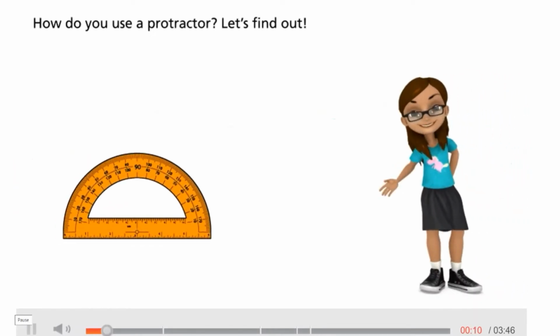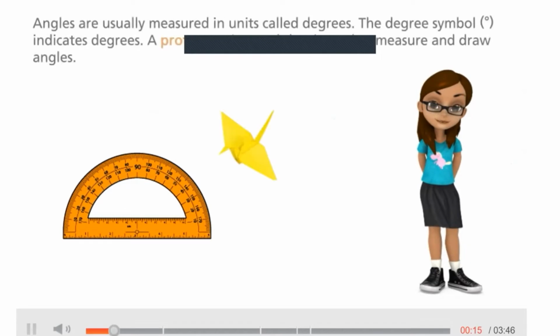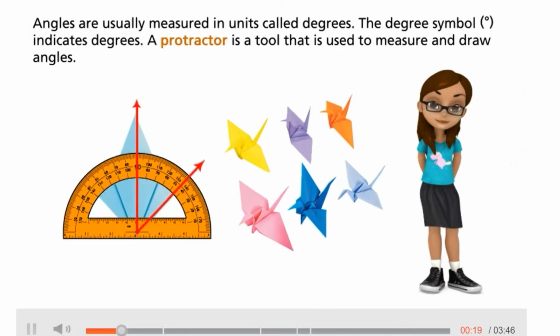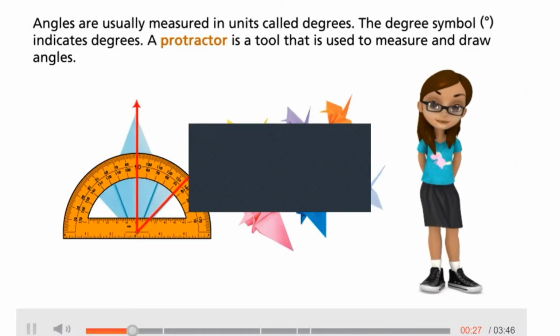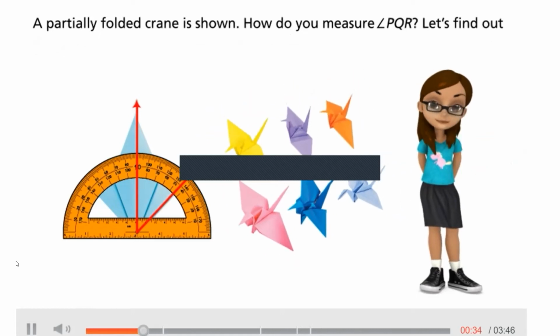How do you use a protractor? Let's find out. Angles are usually measured in units called degrees. The degree symbol indicates degrees. A protractor is a tool that is used to measure and draw angles. A partially folded crane is shown.